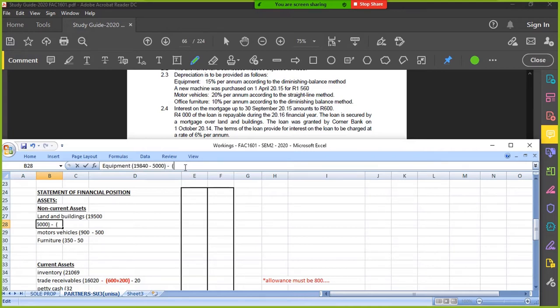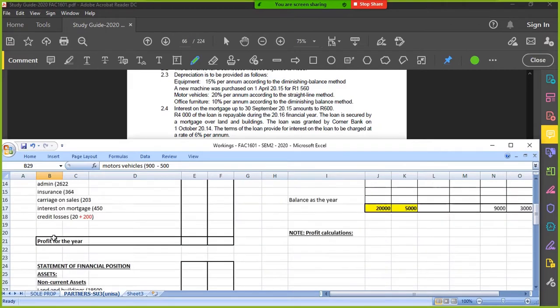Minus, open brackets, paste, times 15%, close brackets. Okay, that's depreciation. Remember, you had the cost and you had the accumulated. The depreciation will be calculated based on carrying value. So minus the 2, then times 15%. Do you see that? Okay.